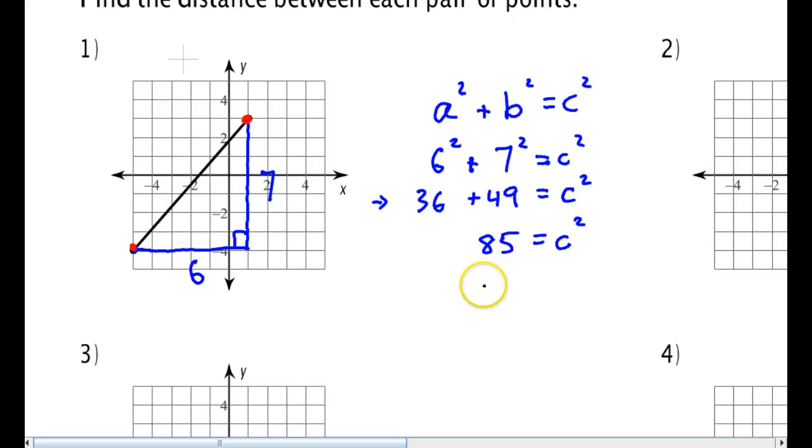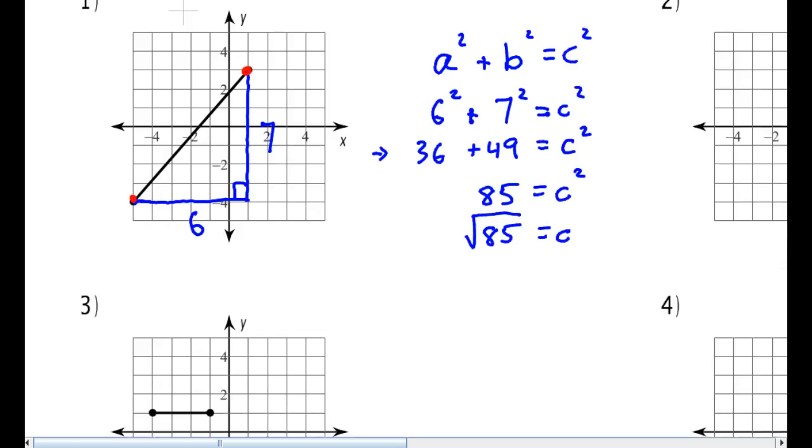And then after this point, of course, take the square root of both sides. So c equals the square root of 85. And then do one more step to approximate it. So what is the square root of 85 approximately equal to? 9. Yeah, 9 point something, right? We know the square root of 81 is 9, so the square root of 85 is 9 point. So at least you know this part.